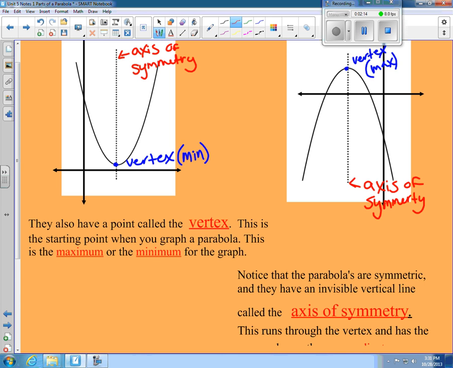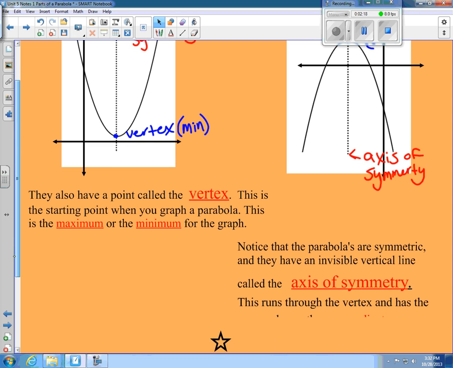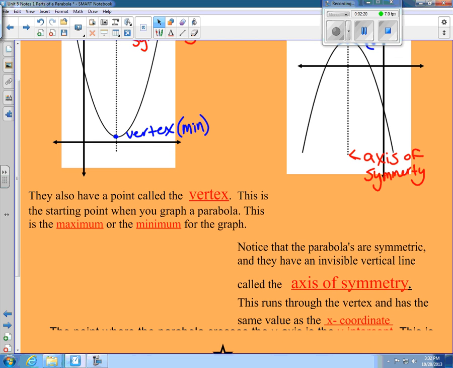Make sure you're adding these to your graphs. It's going to help you out on your homework. And it says they run through the vertex and has the same value as the x-coordinate. So if we look at our vertex in our left-hand graph, that's going to be x, y. X tells us how far we're going to go to the left or to the right, and so the axis of symmetry has that same value. All right, let's see what else we have here.